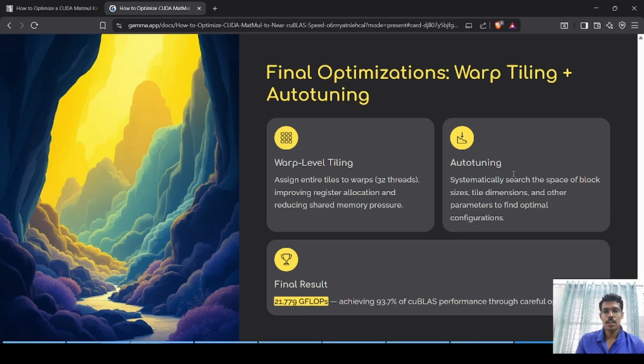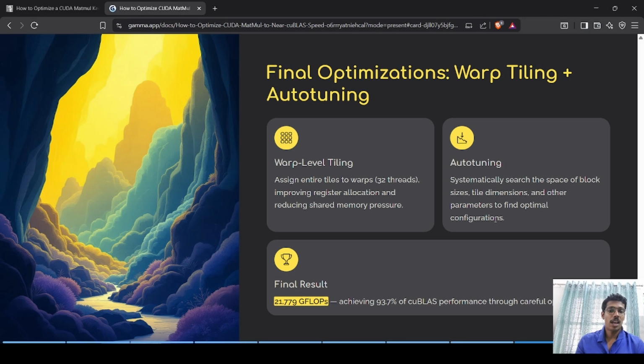Then we use warp tiling and auto tuning. The final layer of optimization is warp tiling. This means we design the kernel so that warps work on tiles together. This uses the registers more efficiently and reduces synchronization. And then comes the magic word, auto tuning. We try different tile sizes, block sizes, and vector widths automatically. This pushes the performance to 21,000 gigaflops, and that is 93% of cuBLAS. Squeezing out the last 5-10% is really hard, but getting to 90% is very achievable with these techniques.